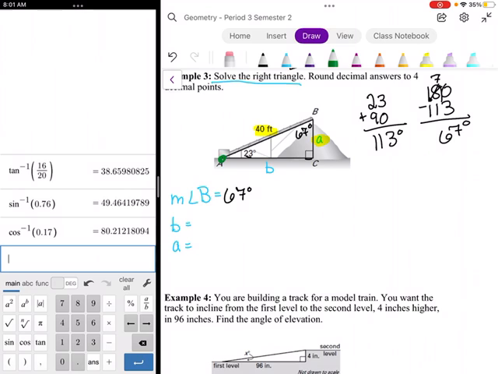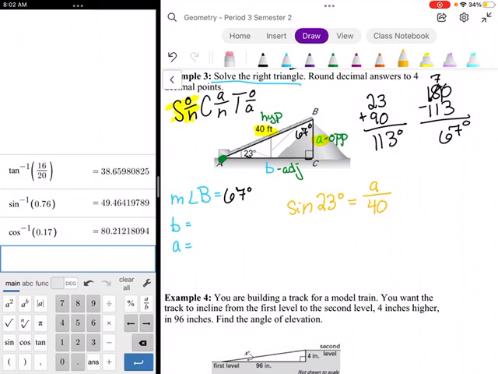So looking from angle A, we know this is our opposite, hypotenuse, and our adjacent. So we highlighted our opposite and hypotenuse. Looking from our SOHCAHTOA, that is going to be our sine function. So writing that out, we're going to do the sine of 23 degrees equals A over 40. And the reason we use 23 is because that's the angle that we labeled our triangle from. So that's why we would put 23 degrees in there.